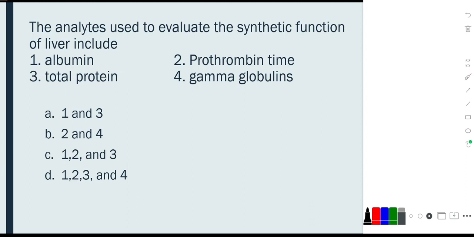Remember that your prothrombin time is used to monitor if there is a deficiency of the coagulation factors included in your extrinsic coagulation pathway. So coagulation factors are also proteins being synthesized in the liver. That's why we include number 2, which is your prothrombin time, in our answer here. So the correct answer would be letter C, 1, 2, and 3.